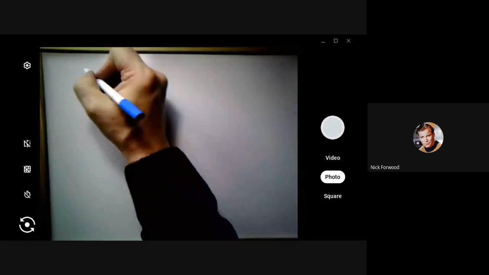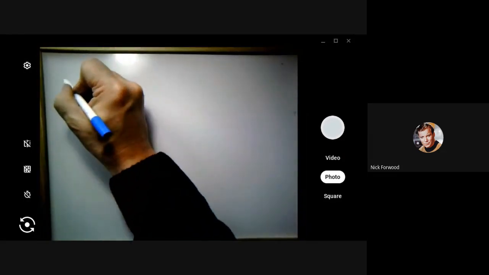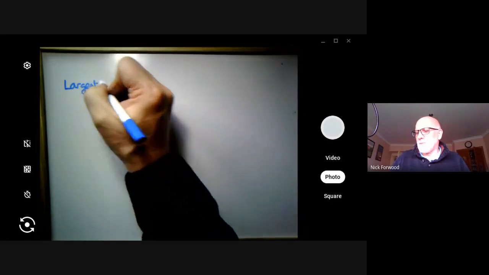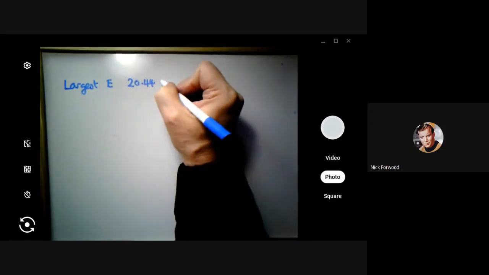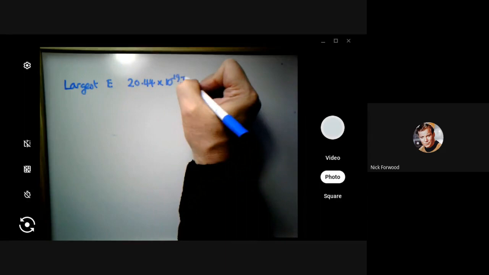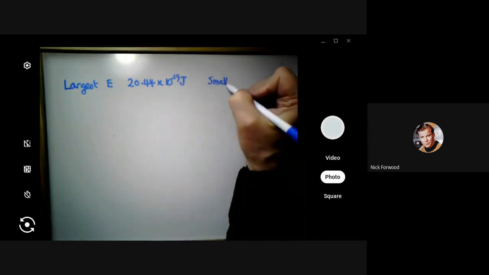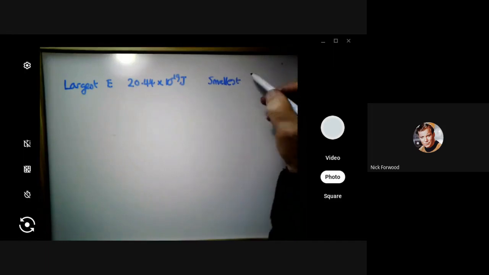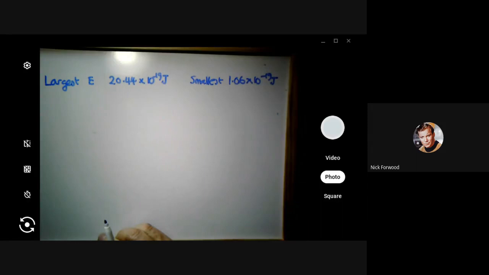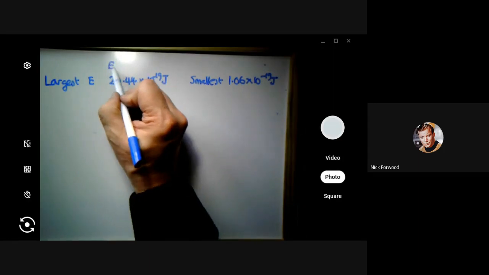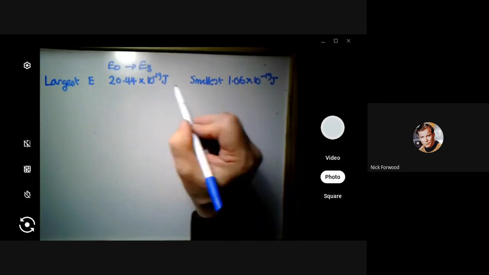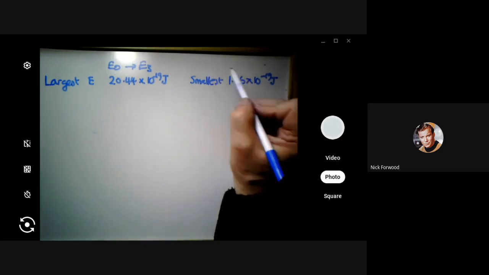Now, energy. I know that the largest amount of energy is 20.44 times 10 to the negative 19 joules, and the smallest is 1.06 times 10 to the negative 19 joules. I've got my frequency, and that was E0 to E3, by the way, and the other one was E2 to E3.